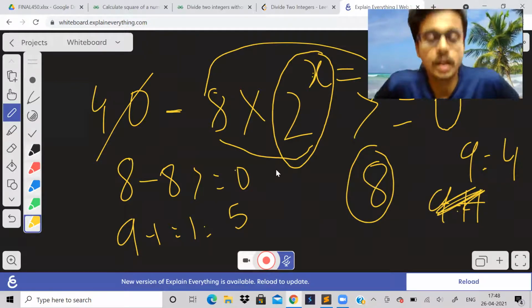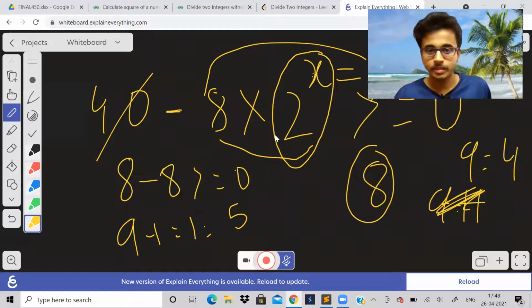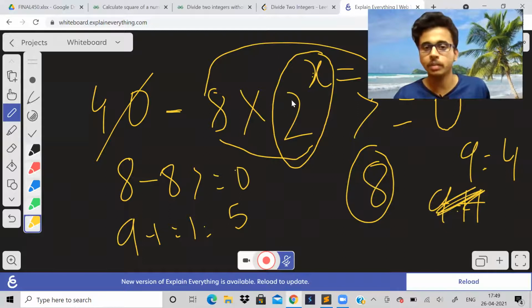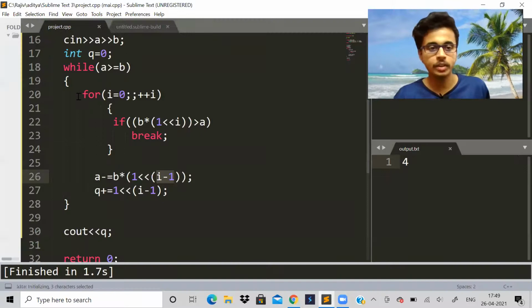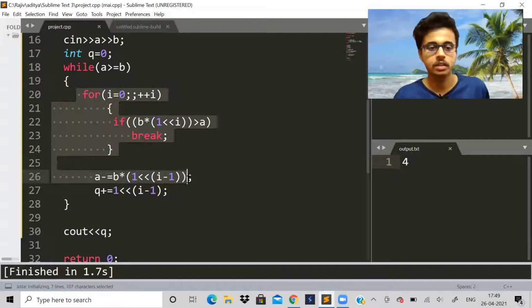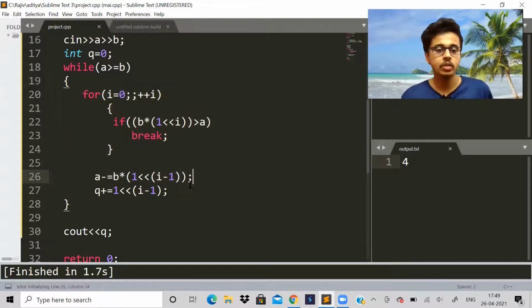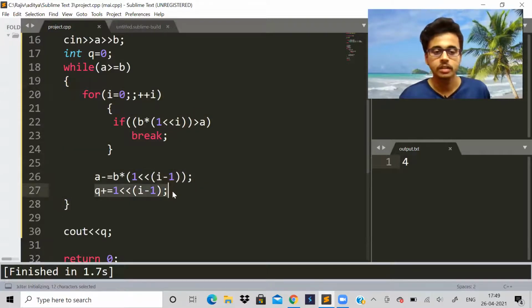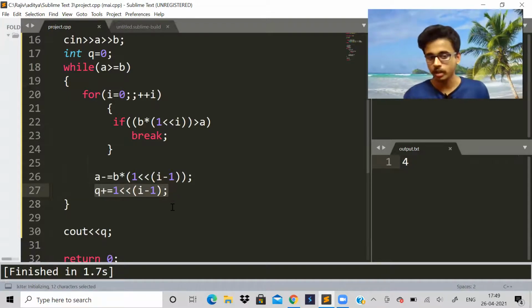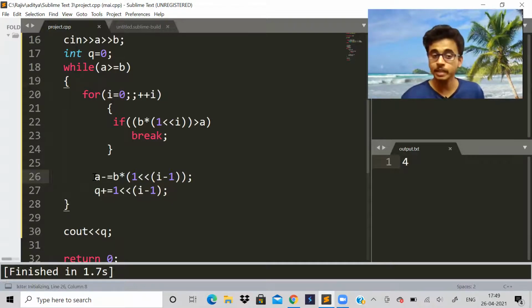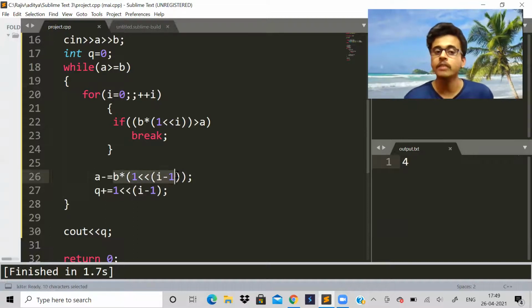See, this number 2 power x, how to get this number 2 power x? To get this number 2 power x, I am doing this. Every time I am getting that 2 power x number and adding it to the quotient. See, I have added it to the quotient here. 2 power x I have added to quotient. And I have subtracted from a. What have I subtracted from a? b into 2 power x.